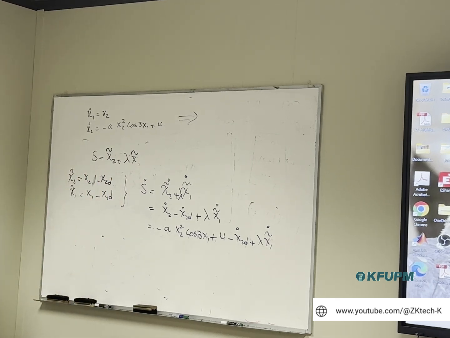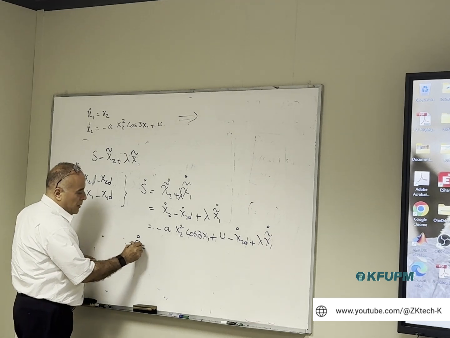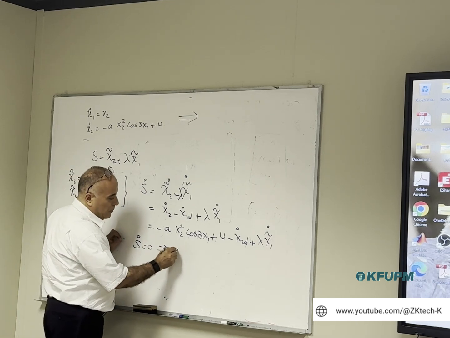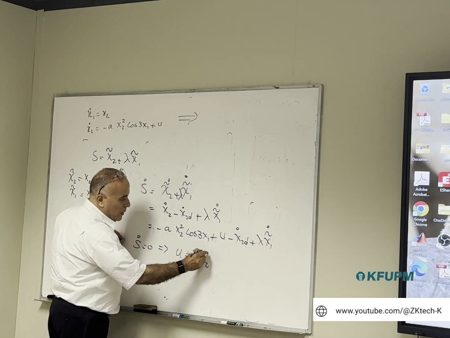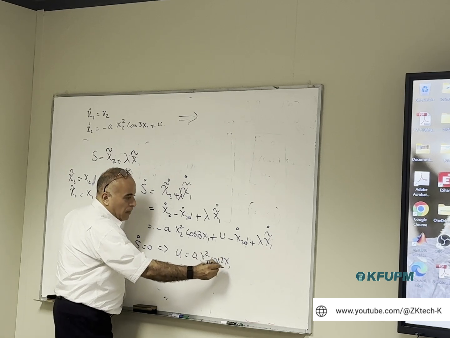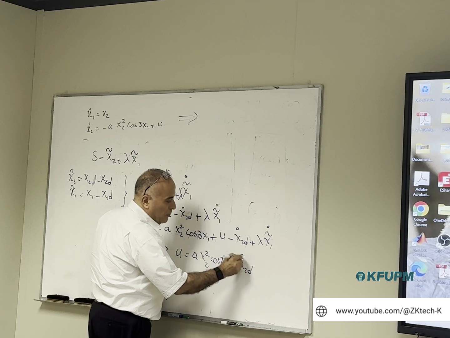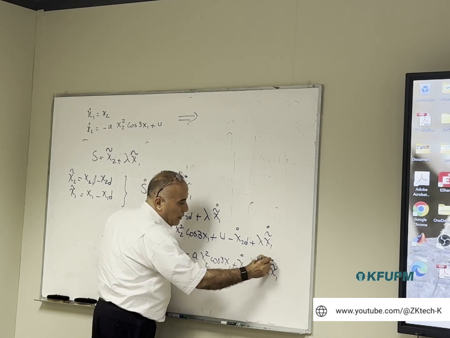What should I do next? Select u. We said this is the u equivalent. This is the u that makes S invariant, which means that when you hit S, not the first time, you may hit S and go back and come back, but when you hit S and you stay closer to S, you don't leave. So invariant, so we put S prime equal to 0. This will give me u equal to a x2 squared cosine of 3x1 plus x2 desired prime minus lambda x1 tilde prime.